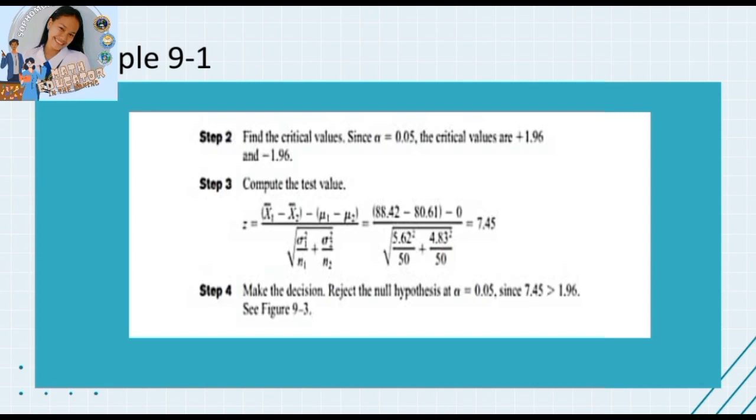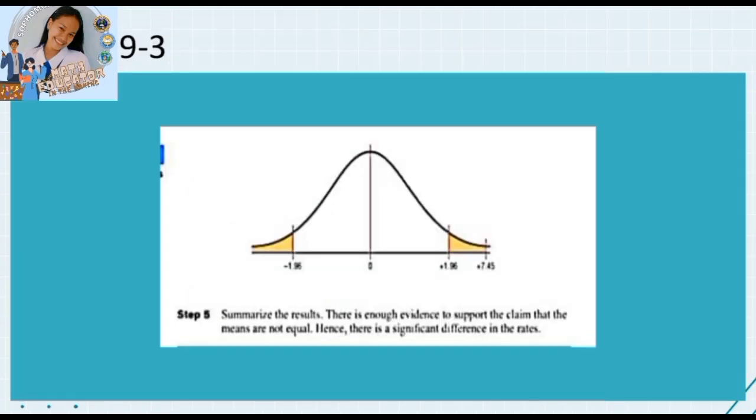Now the fourth step is we are going to make the decision. Since our test value 7.45 is greater than our critical value 1.96, we are going to reject the null hypothesis at the significance level of 0.05. This will be our diagram. As you can see, our test value positive 7.45 is in the critical region, which means that there is enough evidence to support the claim that the means are not equal. Hence, there is a significant difference in the rates.